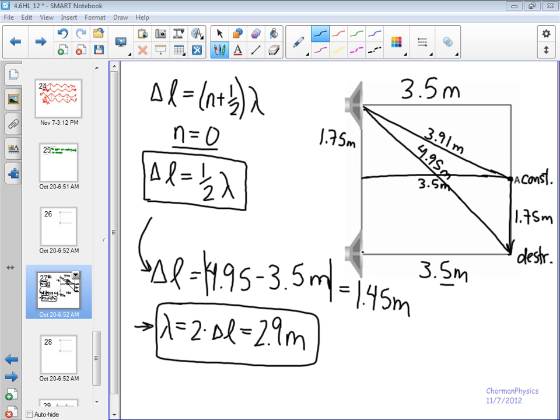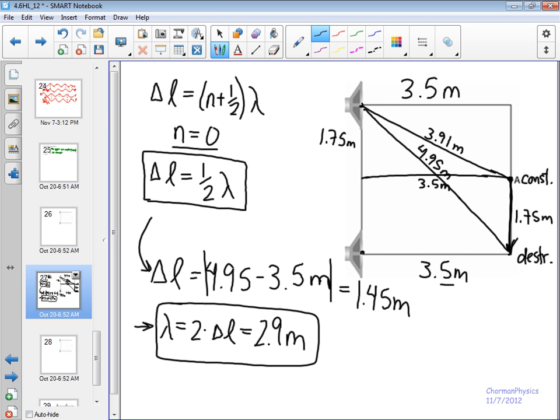This video will be about some example problems of constructive and destructive interference. This first example is two loudspeakers separated by 3.5 meters. This is a square, each side with that length. What you do is you move from A to a corner, and you go from constructive to destructive interference, and you only hear that change once.